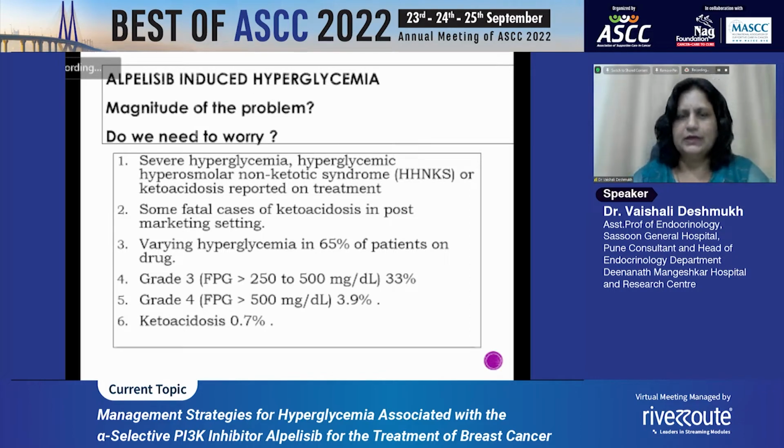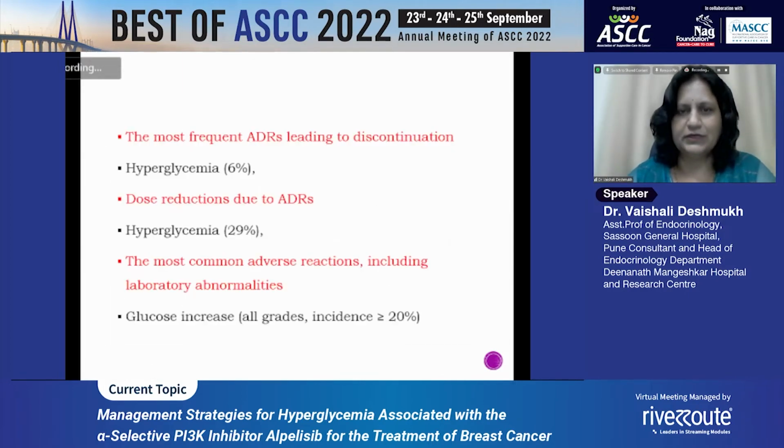However, we need to understand that this drug has a specific indication, and very few people would really get it, but we need to be aware of this very common happening of hyperglycemia, seen in nearly 65% of patients in the SOLAR trial. Grade 3 hyperglycemia, that is sugars of 250 to 500 in the fasting state, was seen in nearly 33%. So one third of the patients getting the drug would manifest some hyperglycemia, and grade 4 was seen in as much as 4%, ketoacidosis in about 0.7%. So definitely it's a worrisome complication and it definitely needs to be dealt with.